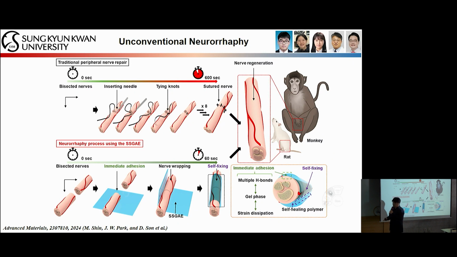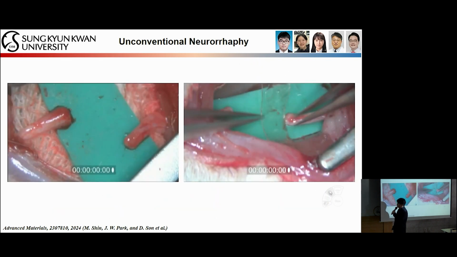So based on the unique performance, we applied the SSGA patch to rodent and non-human primate models. Compared to the conventional neurotherapy, our approach, including instantaneous tissue adhesion and facial nerve wrapping and simple fixing process, is very simple. So I prepared a movie.